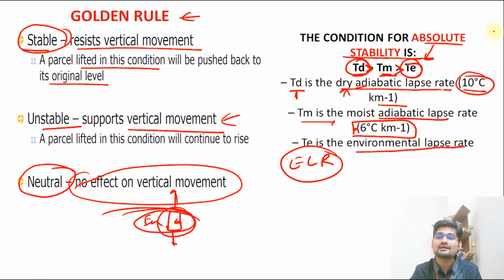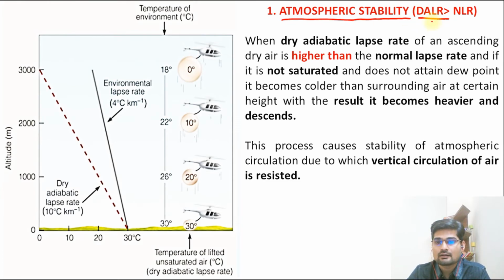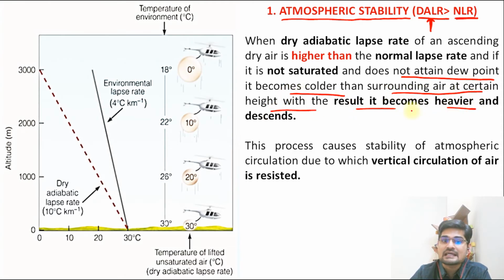There is no tendency of the air to go ahead. So what you observe here is atmospheric stability. Now there is a case where DALR, the dry adiabatic lapse rate, is greater than the normal lapse rate. If you understand this situation, what is happening? The dry adiabatic lapse rate is higher and the normal or environmental lapse rate is lower. In this case, what happens? If it is not saturated air, remember it is dry air, it is not saturated. So what will happen? It does not attain dew point and it becomes colder than the surrounding air at a certain height, with the result that it becomes heavier and descends.